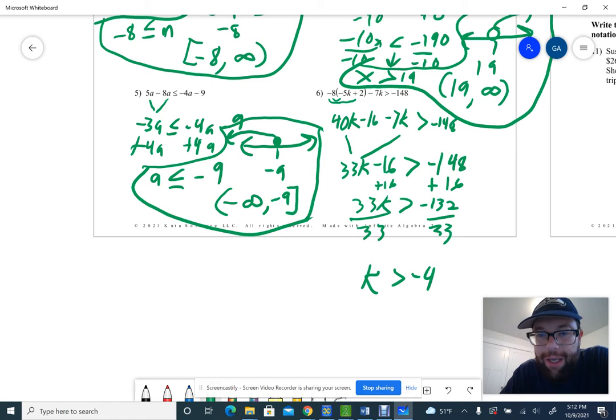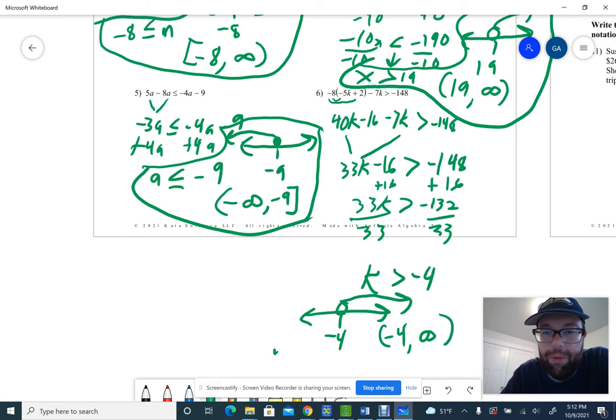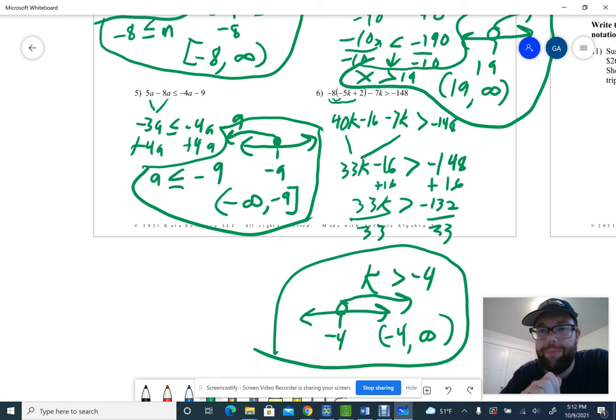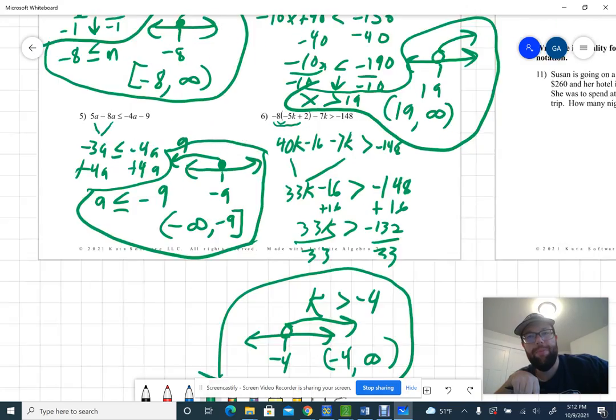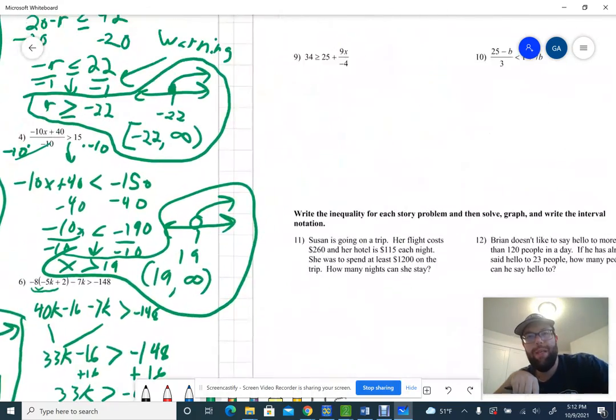So I would graph that. So negative 4, and it's open circle. It's going to go to the right because it's eating the variable. So that would be negative 4 to infinity with a parenthesis on both. Okay. All right. Let's go to the next page here.